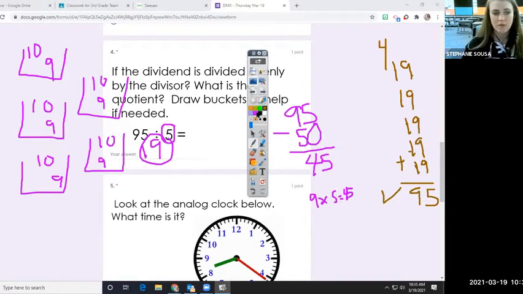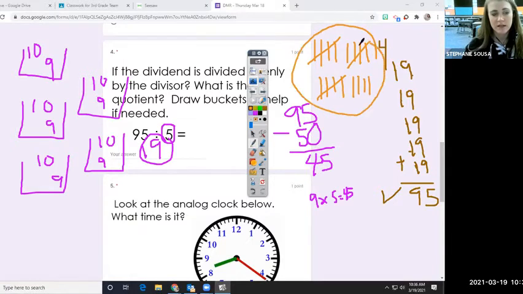Okay. Miss Sousa, what if I don't want to do all that work? Great question. 1, get over it. 2, use a different strategy. Let's count by 5s until we get to 95. 5, 10, 15, 20, 25, 30, 35, 40, 45, 50, 55, 60, 65, 70, 75, 80, 85, 90, 95. Look how many times I counted. 19. Many ways to solve that. Okay, many, many, many ways. They will all get you the same answer of 19.